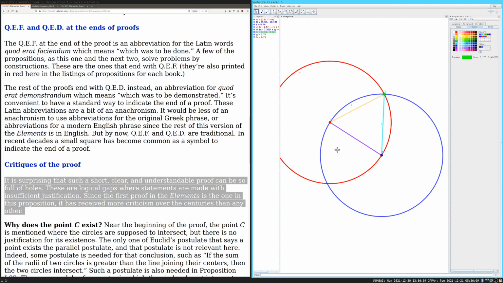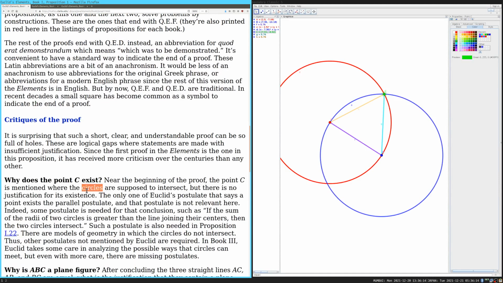It looks like it exists, but does it? Near the beginning of the proof, the point C is mentioned where the circles are supposed to intersect, but there is no justification for its existence. The only one of Euclid's postulates that says a point exists is the parallel postulate, and that postulate is not relevant here. Indeed, some postulate is needed for that conclusion, such as if the sum of the radii of the two circles is greater than the line joining their centers, then the two circles intersect, something like that.